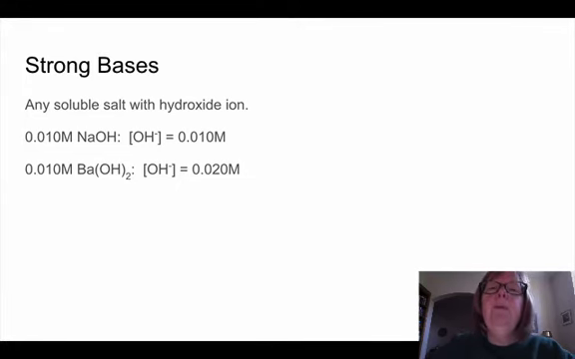The only thing that you really need to be careful of with these strong bases is when you have something like calcium hydroxide or barium hydroxide, because the hydroxide ion concentration will be twice the molar concentration of the solution because of that subscript 2 after the hydroxide. So if you had 0.01 molar barium hydroxide, the hydroxide concentration would be 0.02 molar, and then you would go from there to get your pH. All right, so that's all review.